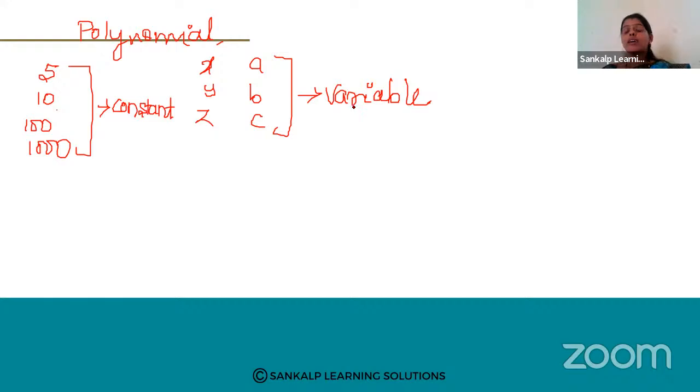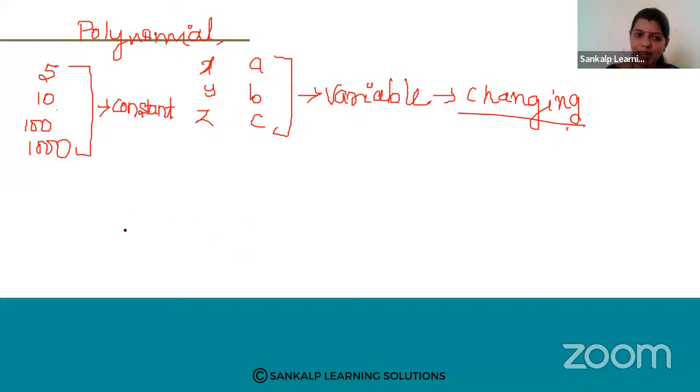Okay, what is the difference between constant and variable? Constant means it is a fixed term. It cannot change. Wherever it goes, constant remains constant only. But variable, it may vary. It may change. Therefore, we call it a variable. Why do we call it a variable? It is changing, varying, and it is not fixed.